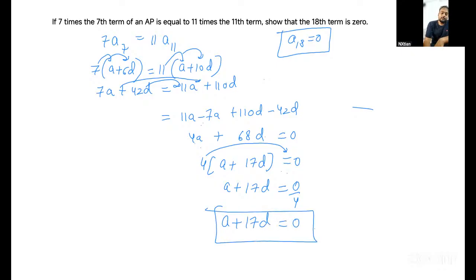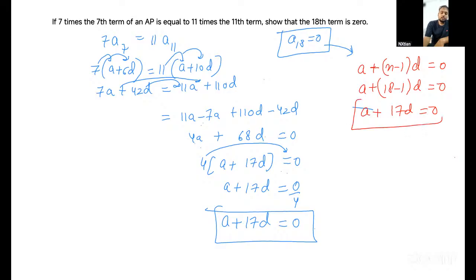And if I write this thing on this side, how will it become? Like A18 is there, so it will become An equals A plus n minus 1 into D is equals to 0. Because 18 is there, I write 18 minus 1 into D is equals to 0. So A plus 17D is equals to 0, which is the A18 term. Here also I got the same answer.